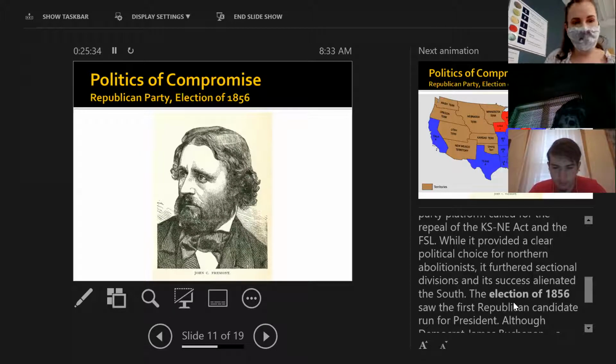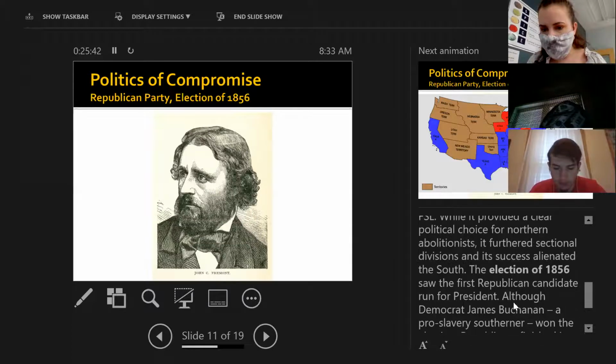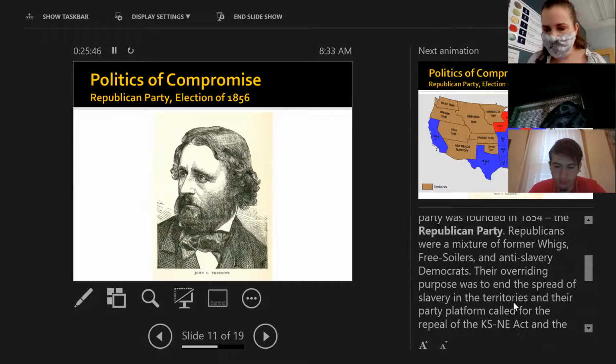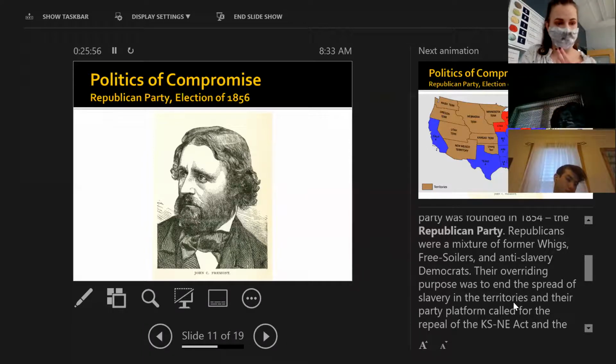And the Republicans are comprised of three main groups. These groups are usually former Whigs, Free Soilers, and anti-slavery Democrats.